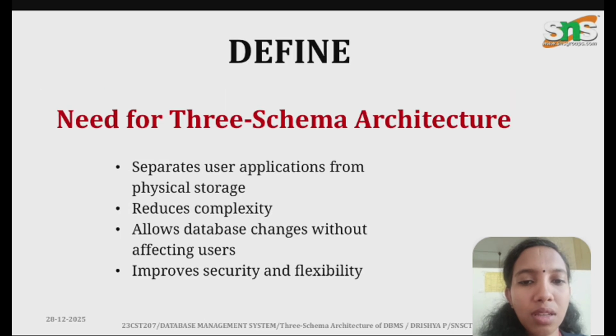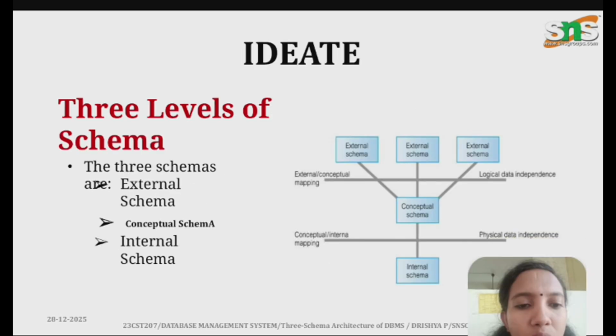Then, the need for three schema architecture. What is the need for three schema architecture? It separates user applications from physical storage, reduces complexity, allows database changes without affecting users, and improves security and flexibility. These are the needs for the three schema architecture. It has three levels, which we will discuss next.